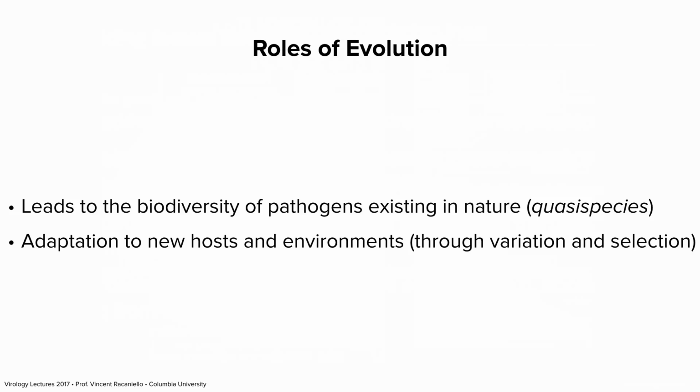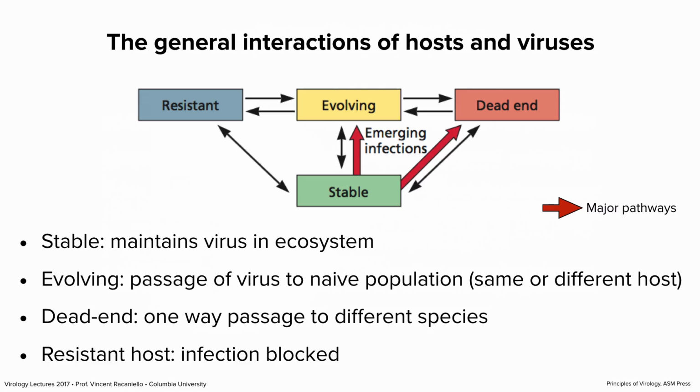So obviously evolution has a big role to play in emerging viruses because evolution leads to biodiversity, quasi-species. Remember, every virus out there isn't one sequence. It's a mixture of thousands of sequences. And all those have to do is find a new host, and one of those will take off and make its own quasi-species. So this allows viruses to adapt to new hosts and environments using the mechanisms we talked about last time, variation and selection.